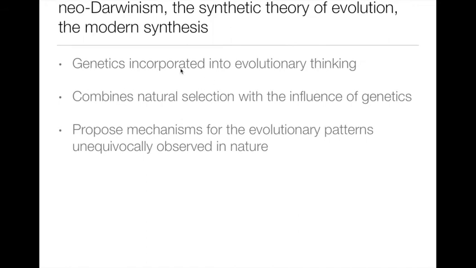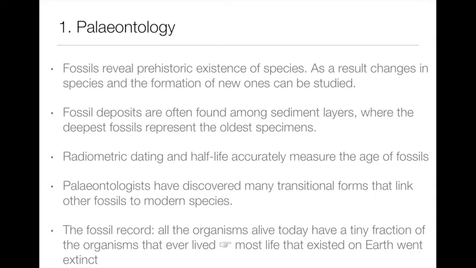This was here. And now we're going to see some evidence for evolution, which is provided by the following scientific disciplines. First of all, paleontology. Paleontology provides fossils that reveal the prehistoric existence of extinct species. As a result, changes in species and the formation of new species can be studied. Fossil deposits are often found among sediment layers, where the deepest fossils represent the oldest specimens.